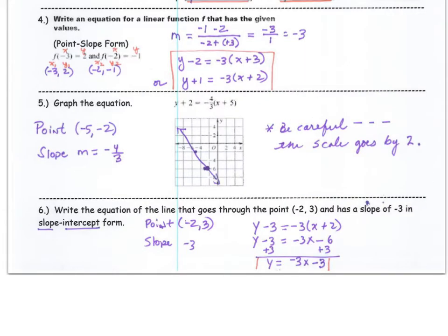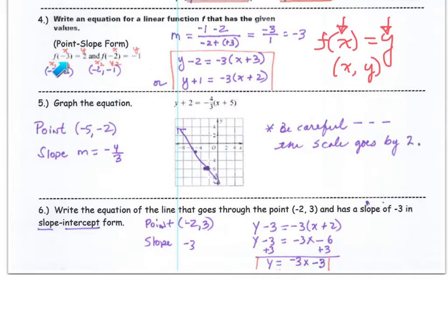Number 4 wants us to write an equation for a linear function that has the given values. All right. So they ask us to do it in point-slope form. So remember what we're going to do with function notation. Remember that function notation is f of x is equal to y. So remember, what is inside is like your input or your x, and what is over here is your y value. So the easiest way to do that is to really just turn the function notation into an ordered pair.